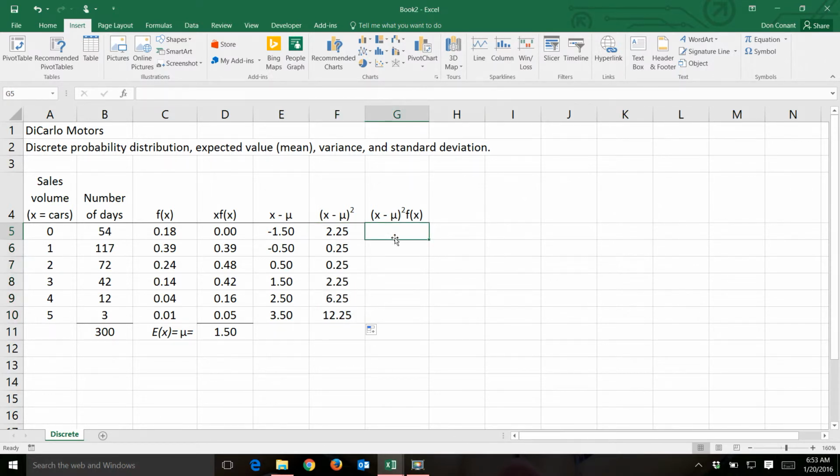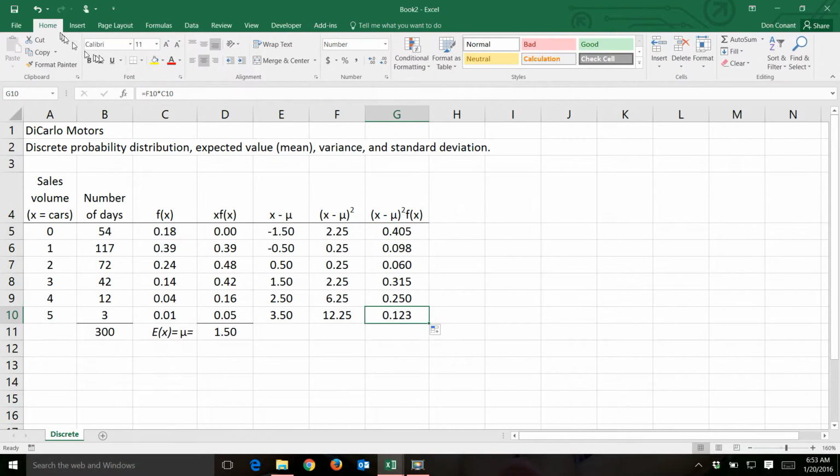I'll go ahead and calculate the variance for each volume of sales, and that is simply, as the equation above shows, x minus mu squared times f of x. I'll just copy that down. I'll go ahead and draw a line there and sum that. That gives me my variance.